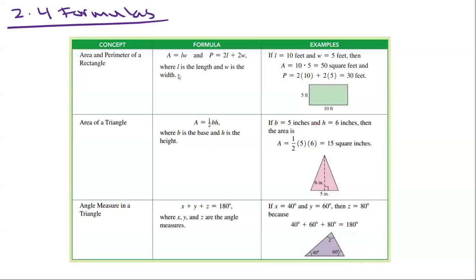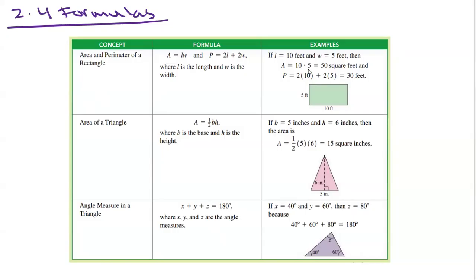All right, so we're here on our next section, which is section 2.4, which deals with formulas. On this table here, we have three types. We have a rectangle, an area of a triangle, and then an angle measure in a triangle.